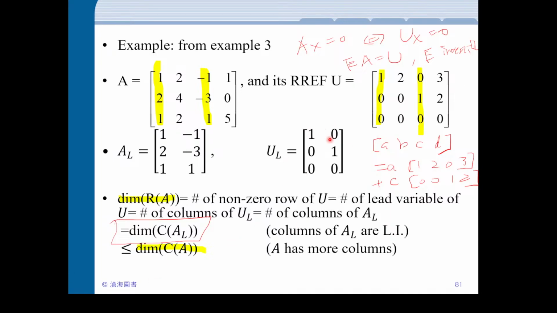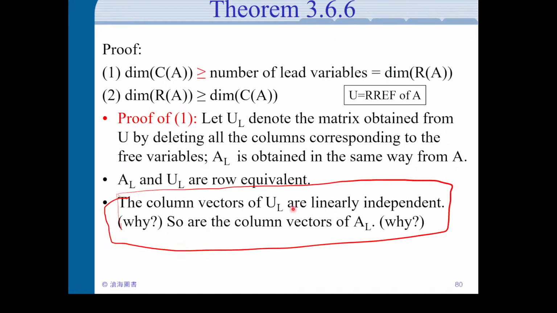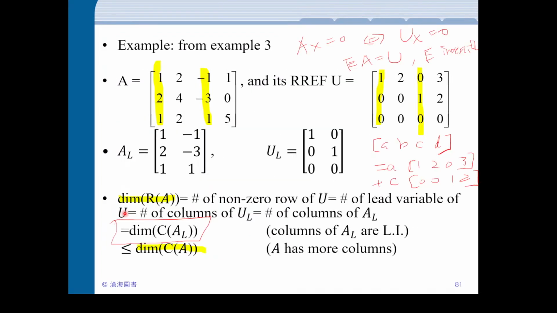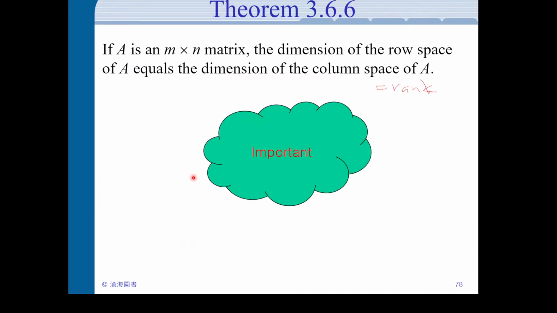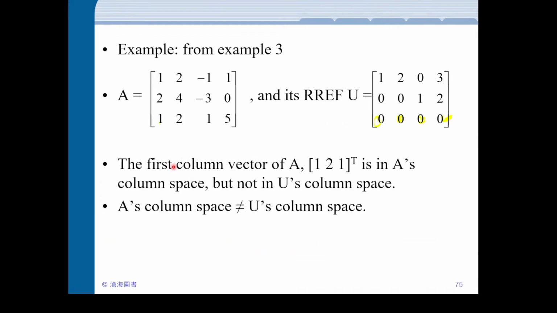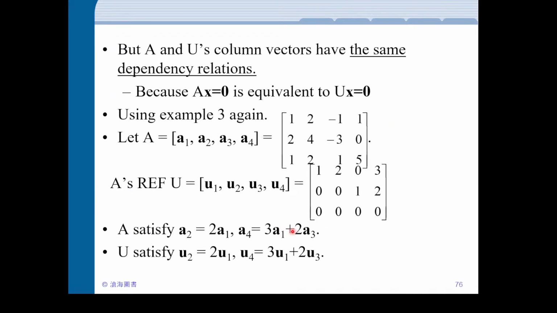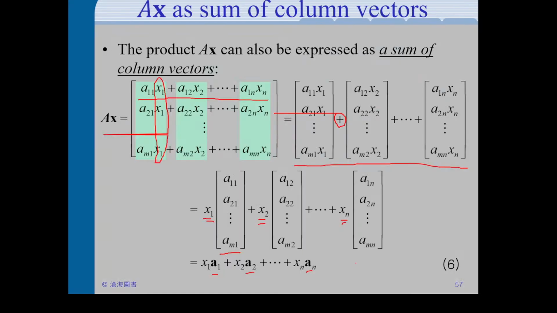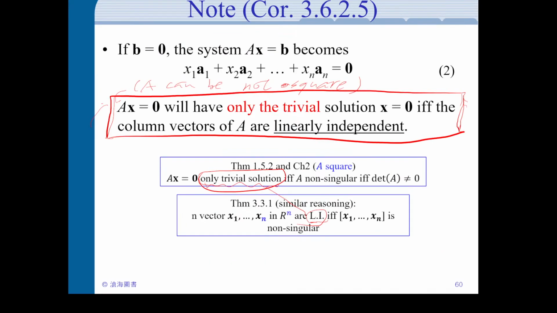Okay, and so the columns of UL are LI because they are standard vectors, and that will also mean the columns of AL are LI, because this is where we use the dependency statement. A has the same dependency statement as U, and so Ux equal to 0 has only the unique solution when the columns of UL are LI, from our favorite theorem before. Our favorite corollary, this thing.